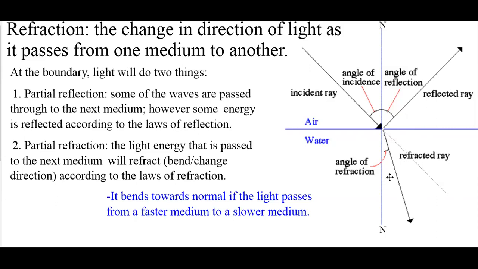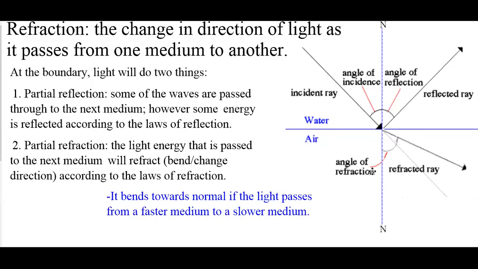It's just a very lightly dotted line, so you can see how far it's strayed from its original path. In this new medium, water is a lot denser than air, so light is going to slow down quite drastically. It's not going to travel at 3 times 10 to the 8 meters per second. So when it goes into a denser medium, it's going to slow down and bend towards the normal line.